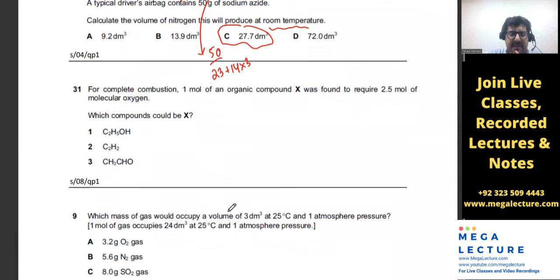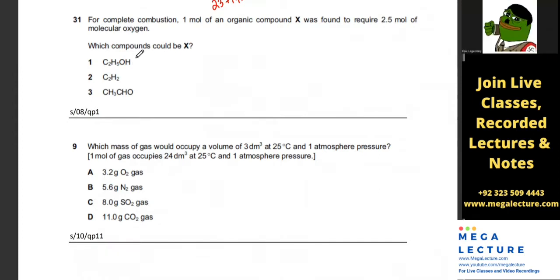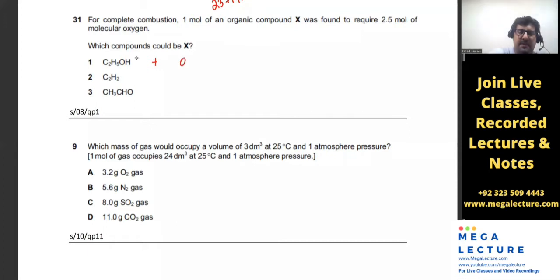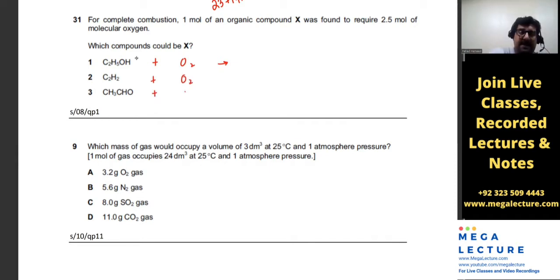I said this one is easy. It's a combustion, so you can kind of make that up. All you have to do in this question is there's 1 mole of an organic compound and it is found to require 2.5 moles of molecular oxygen. Can you try and do this working, by the way? Every time an organic compound burns in oxygen, what is produced? Carbon dioxide and water. It's always going to be carbon dioxide and water. So every time it's going to be the same thing.